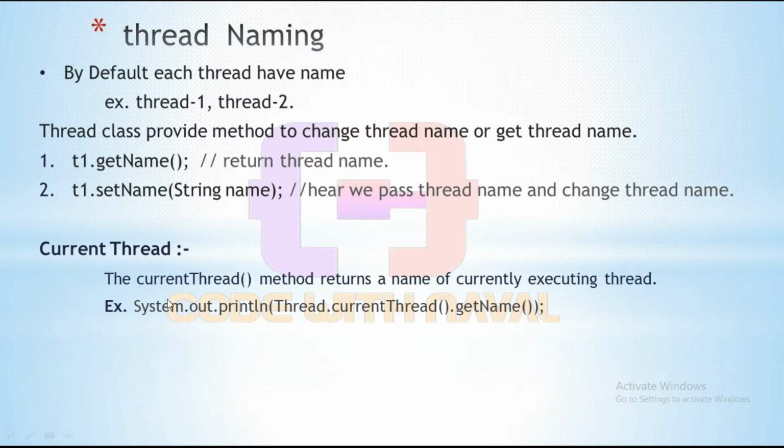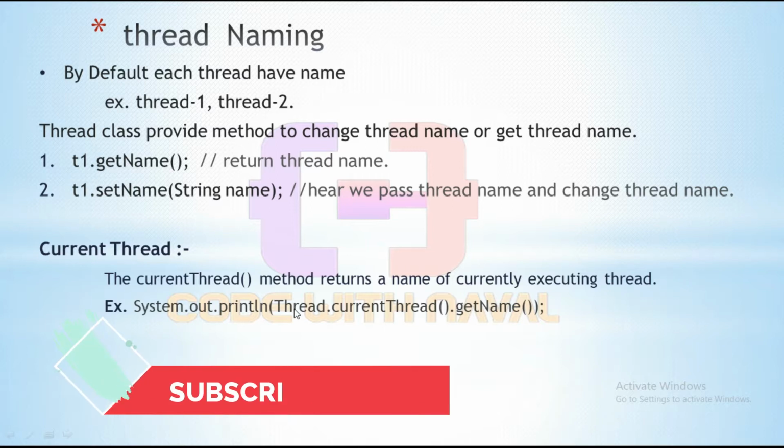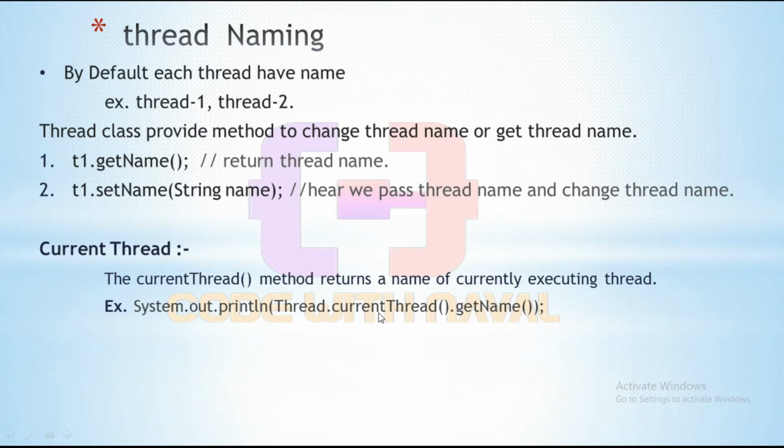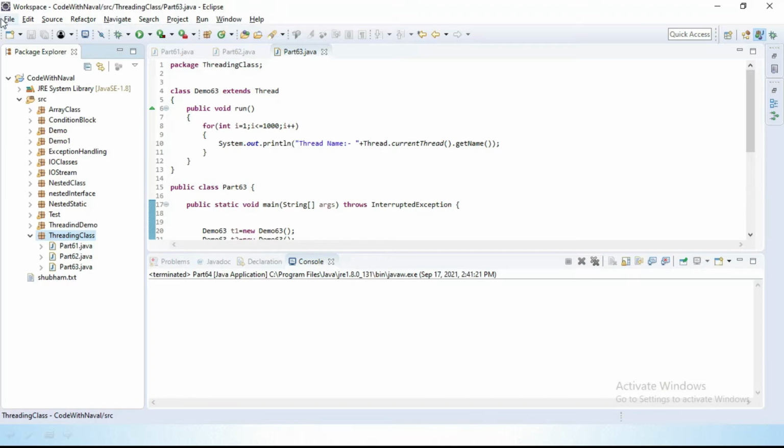And by using that, you can see this syntax: System.out.println, where we simply pass Thread.currentThread().getName(). Instead of getName we can simply write getID or getPriority. Here we have a thread instance, and we can use this instance with getName, getPriority, getID, all these methods. Okay, let's open Eclipse and see practically.